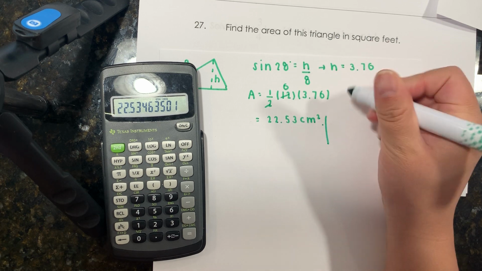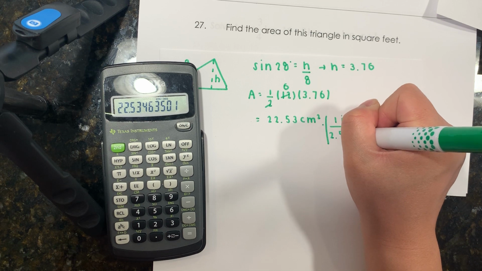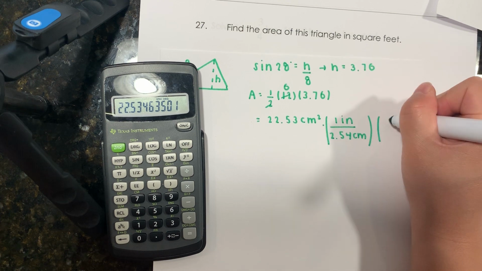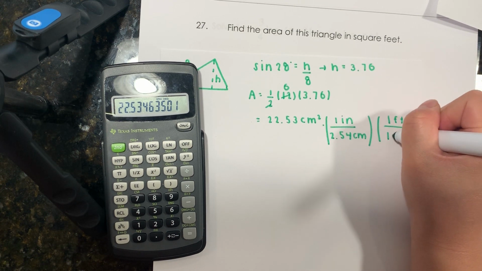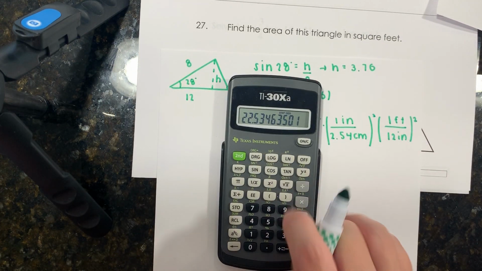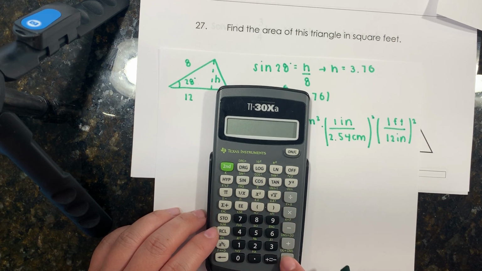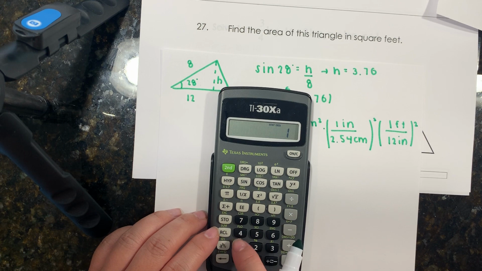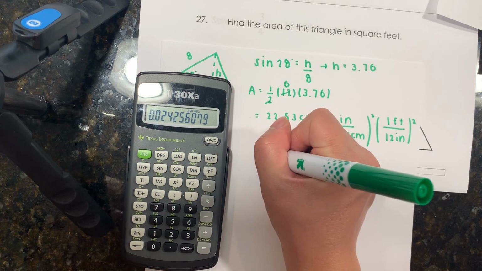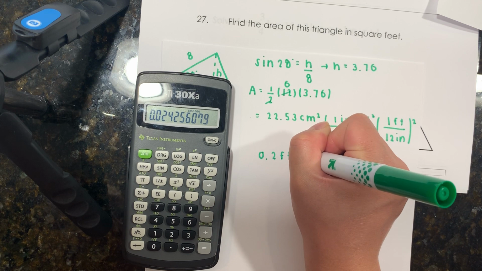So I need to multiply this by, I'm going to convert it to inches first, and then to feet. But don't forget that you actually have to square that. So I'm actually going to divide my answer by 2.54 squared, and then divide that answer by 12 squared, which is 144. So my actual answer for this is going to be 0.2 feet squared.